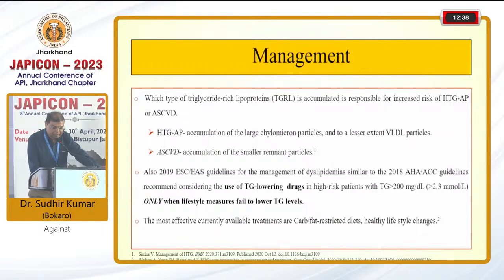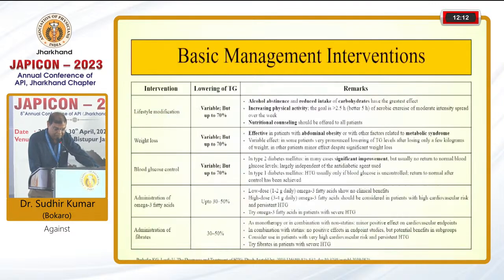So we have two targets in the management, which we use to address HTG, AP, and ASCVD. And there is only lifestyle which is used to treat the HTG level. Medicines are only used when HTG levels do not come down after the lifestyle management process.